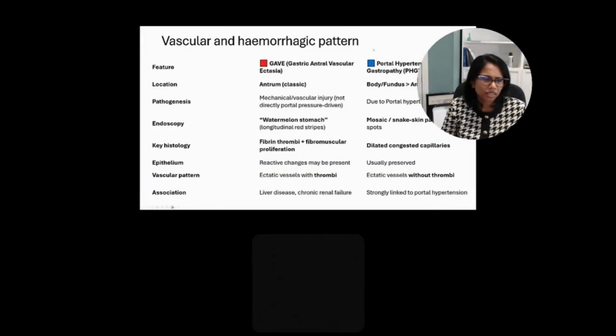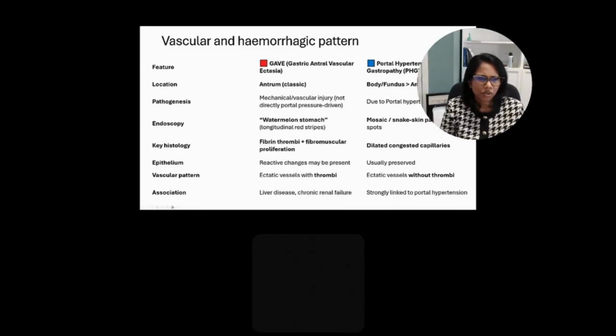The next pattern of injury I'd like to talk about is the vascular and hemorrhagic pattern. Typically we think about GAVE, or gastric antral vascular ectasia, or the presence of portal hypertension. They can be very subtle on biopsies. I often find I don't really see those very dramatic GAVEs, but that's what's usually represented in the textbooks. GAVE more commonly involves the antrum. In portal hypertension, it can involve all three sites, but apparently more typically the body and fundus.